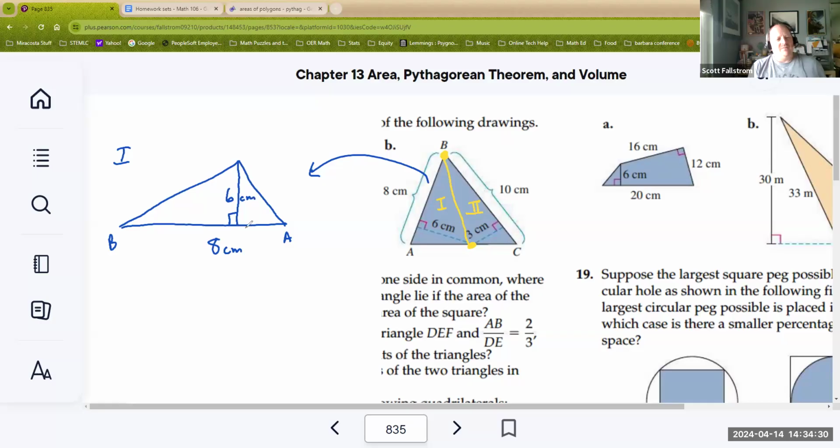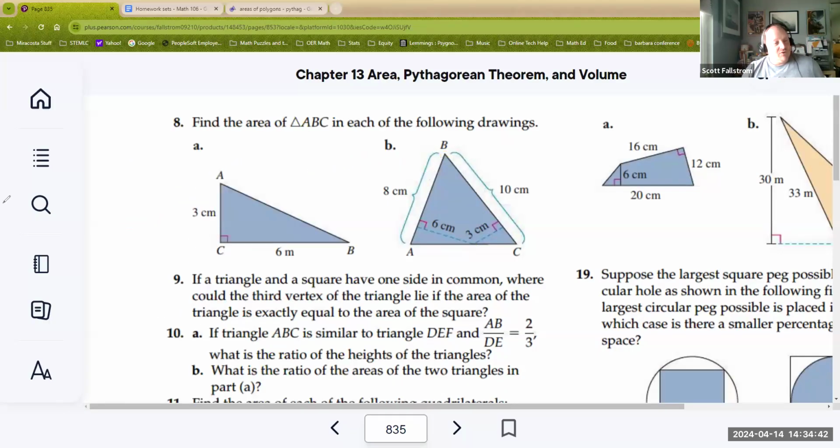So now, maybe you can see it better. Here's the base, here's the height, and don't forget your area is 1/2 of your base times your height. Okay, so that's my tip. That's my hint. Rewrite it. If you don't like the way it looks, rewrite it.